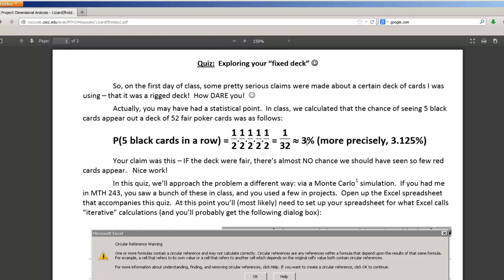3% of the time, we should have seen no red cards, 5 black cards in a row in a fair deck. And your claim was a good one, that shouldn't be that small. If what we saw was truly not unusual, we shouldn't have seen such a rare probability associated with it.